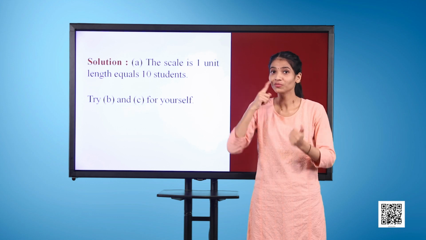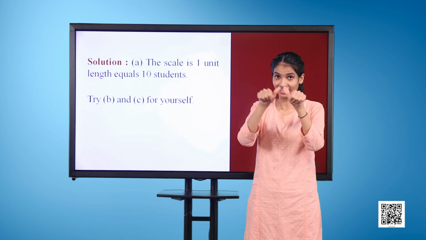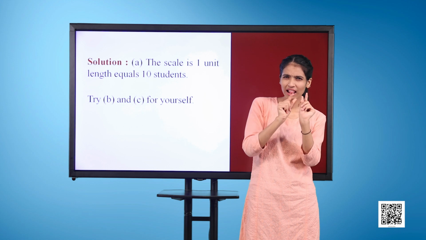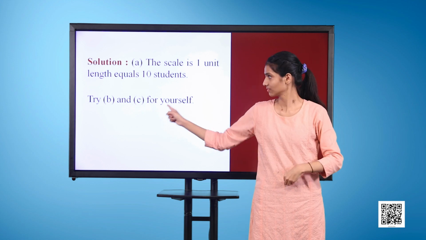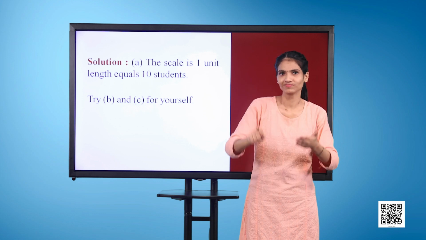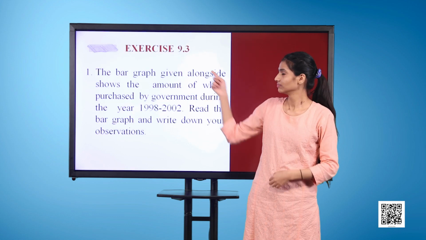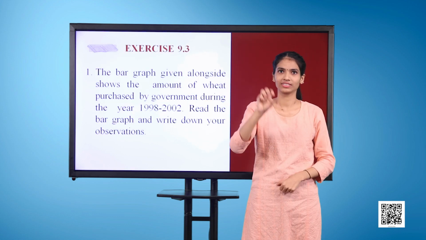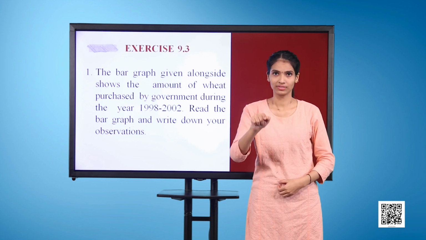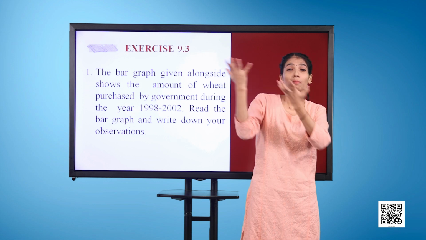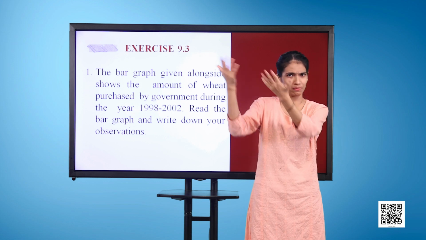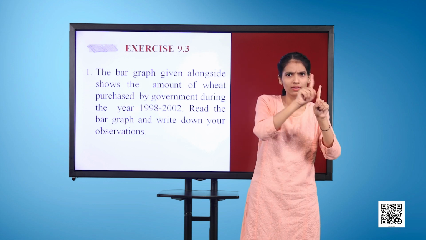Solution. A. The scale is 1 unit length equals 10 students. Try B and C parts for yourself. Exercise 9.3. 1. The bar graph given alongside shows the amount of wheat purchased by government during the year 1998 to 2002.